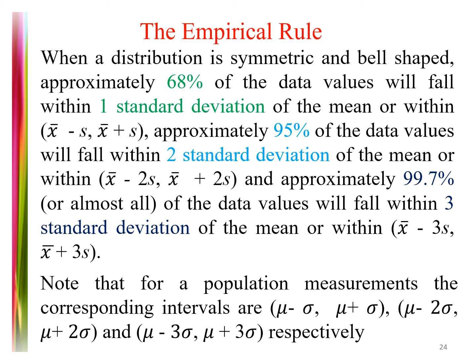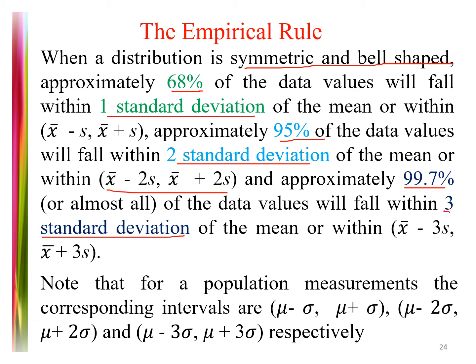Alright, the Chebyshev inequality we can apply to any distribution, symmetric or non-symmetric. The empirical rule we can apply only to a symmetric or bell-shaped curve. When a distribution is symmetric or bell-shaped, approximately 68% of the data fall within one standard deviation limit, 95% of the data fall within two standard deviation limits, and 99.7% of the data fall within three standard deviation limits. One standard deviation is x bar plus or minus s, two standard deviations is x bar plus or minus 2 times s, and three is x bar plus or minus 3 times s.